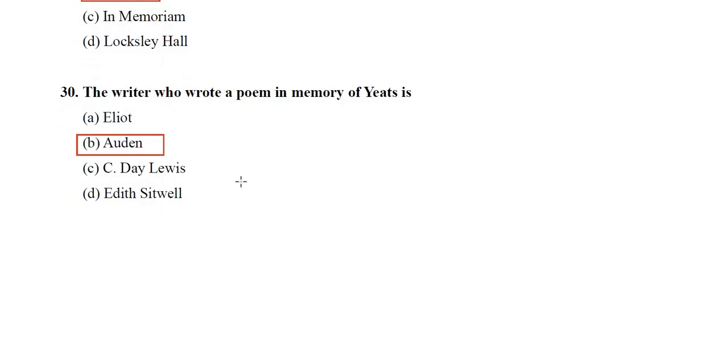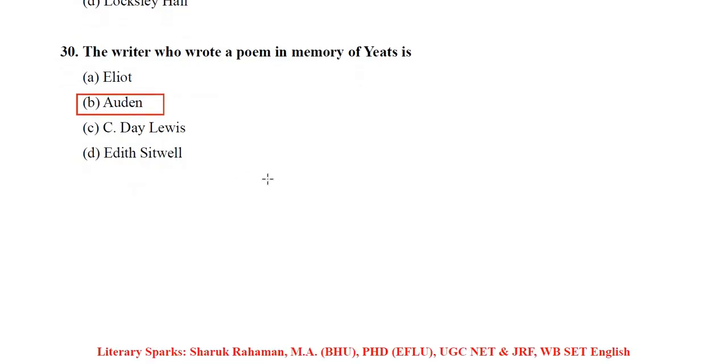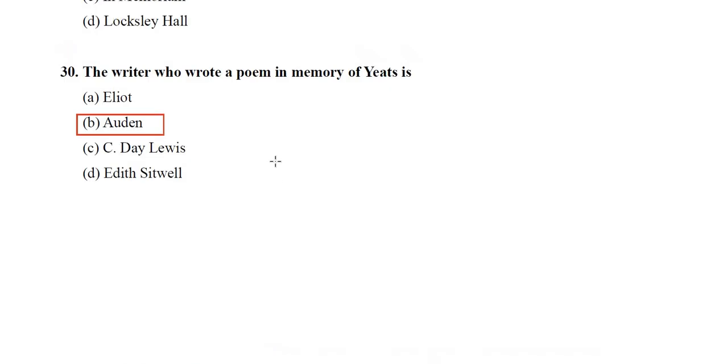So, friends, this was the set of 30 concepts of history of English literature, and you can refer to them. From here, you can get the idea of what way you should read.